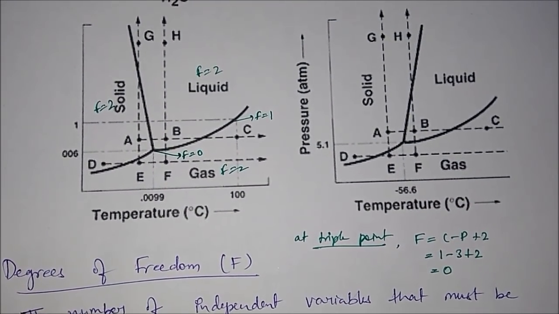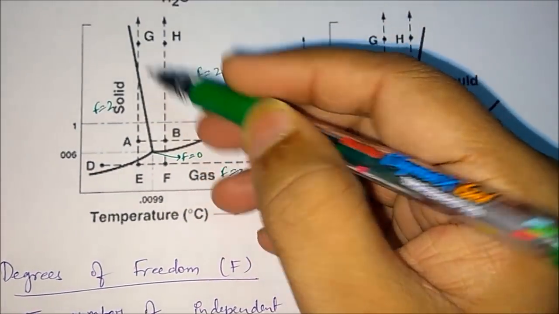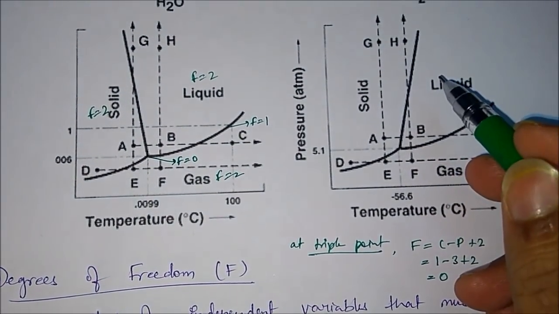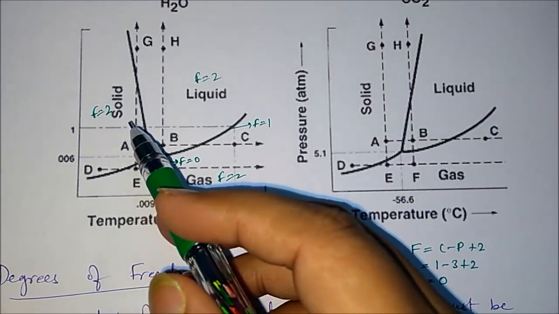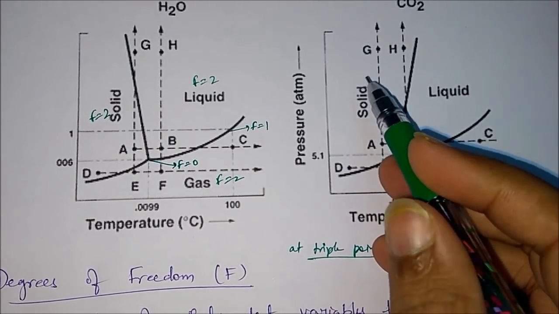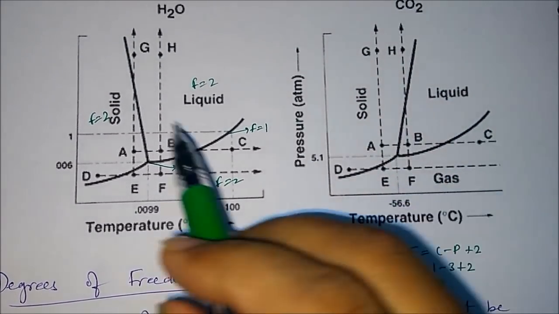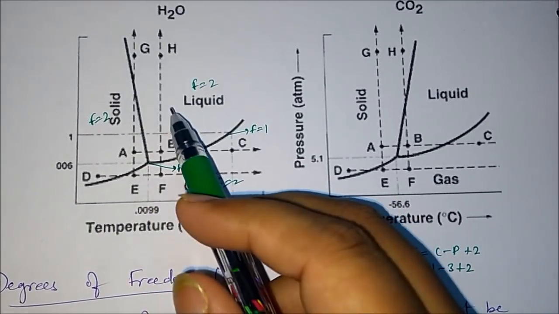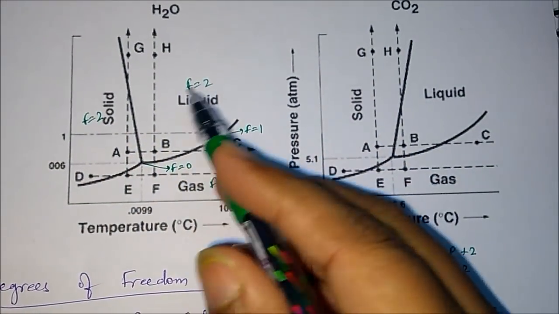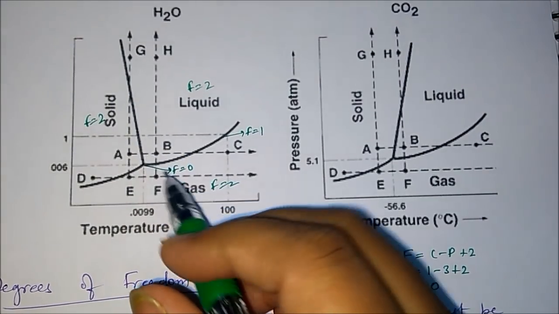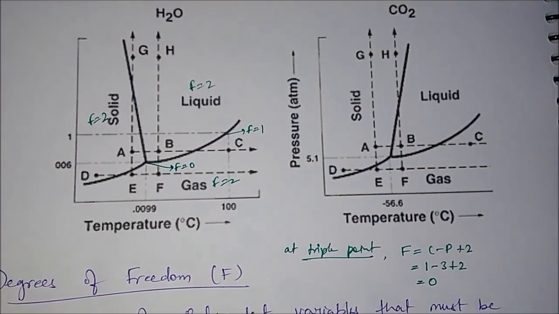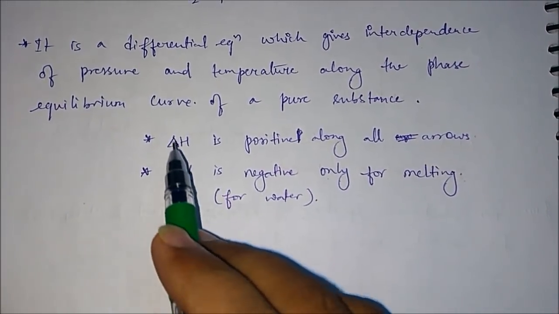One more thing, I already told you that for water this slope is negative, while for carbon dioxide this slope is positive. Now why does this happen? Because in water the density of solid is less than that of liquid, whereas in carbon dioxide it is not so. Density of solid is more and density of liquid is less. Only in water the density of solid is less than the density of liquid. So that's why this slope is negative. So few points you have to keep in mind, so that if sometime a question is asked, you can give the answer.